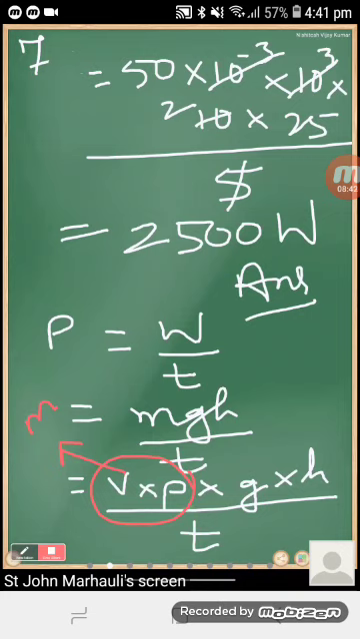Now generally, when we are calculating efficiency, it is calculated as useful work or useful power upon your total power input, and if you multiply by 100, that will give you the efficiency in percentage. So in this case we will be calculating it.